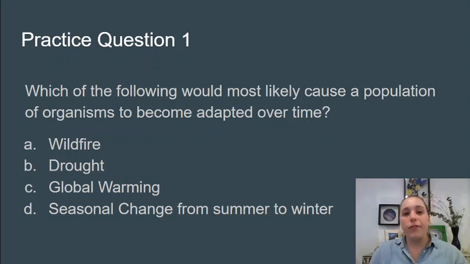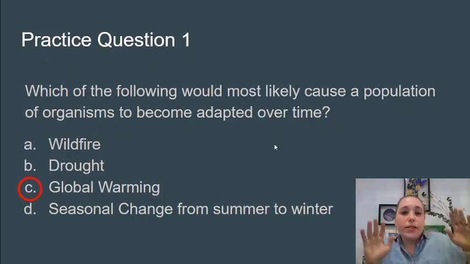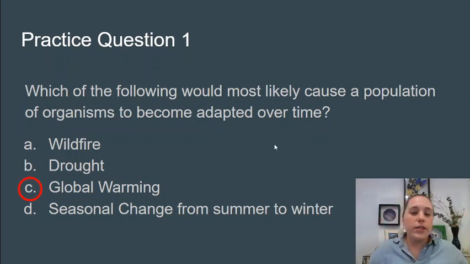I'm going to give you a chance to think about it. All right, I feel like that was enough time. If you chose C, global warming, you are correct. So global warming takes a lot of time, more than 5 years, which means my organism will have the ability to adapt.